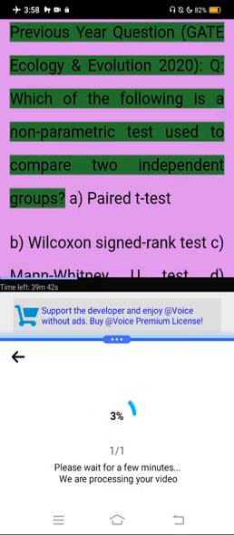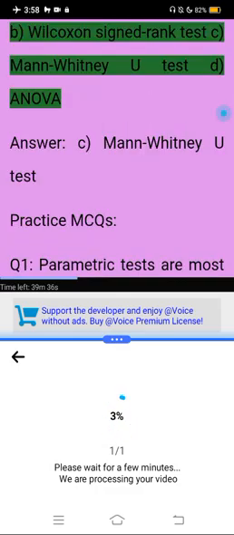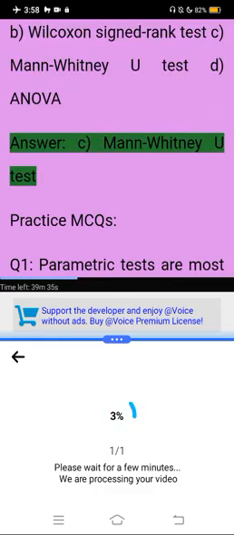Previous year question, GATE Ecology and Evolution 2020. Q. Which of the following is a non-parametric test used to compare two independent groups? A. Paired t-test. B. Wilcoxon signed rank test. C. Mann-Whitney U test. D. ANOVA. Answer: C. Mann-Whitney U test.